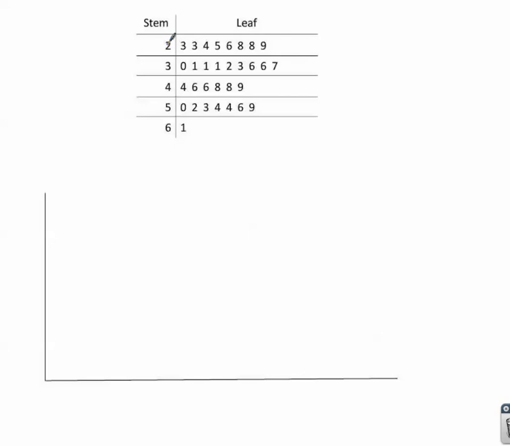Let's count the total number of numbers first. Actually, let's just keep this simple. You have your 20s, 30s, 40s, 50s, and 60s. So our intervals are 20 to 29, 30 to 39, 40 to 49, 50 to 59, and 60 to 69. So there's your intervals.